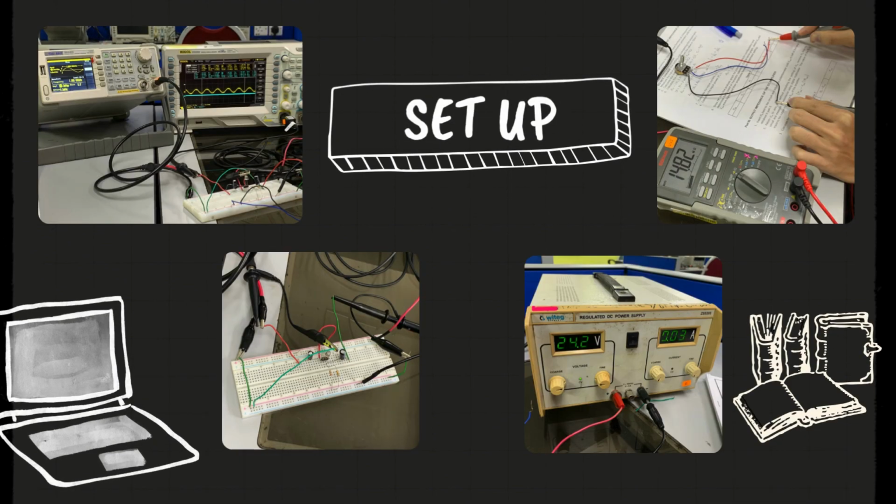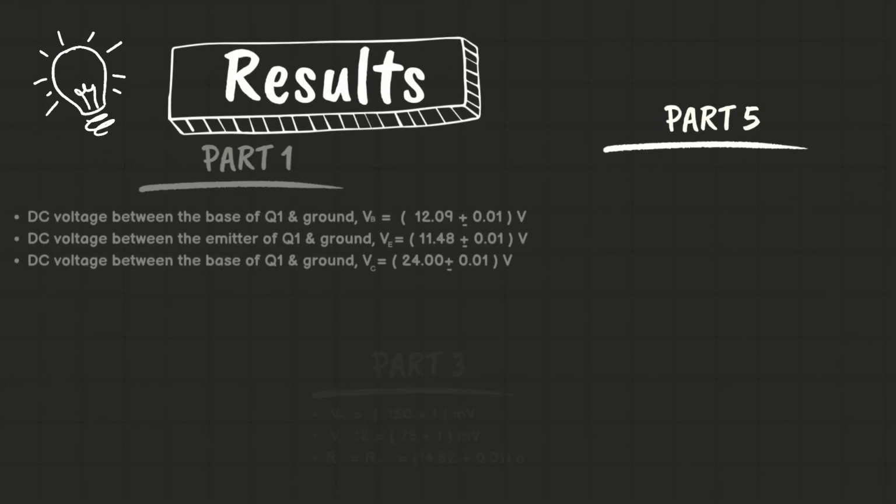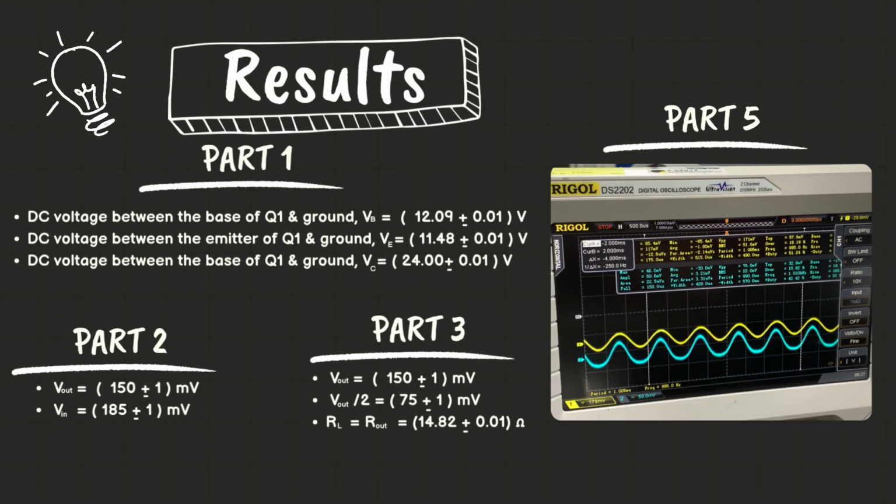For the start, these are some pictures we took during the experiment that show our experiment was done successfully. For part 1, VB is 12.09 V, VE is 11.48 V, VC is 24 V. For part 2, Vout is 150 mV, Vin is 185 mV. For part 3, Vout is 150 mV, Vout over 2 equals 75 mV, Rout equals 14.82 ohm. For part 5, we can see the picture in the slide.